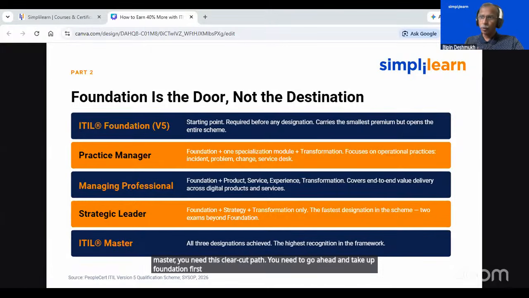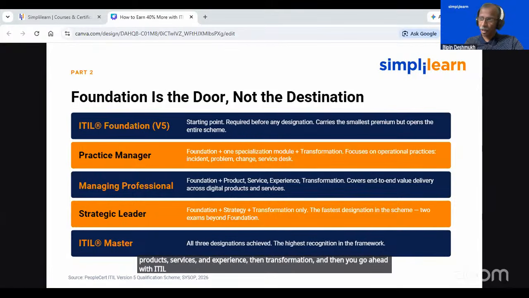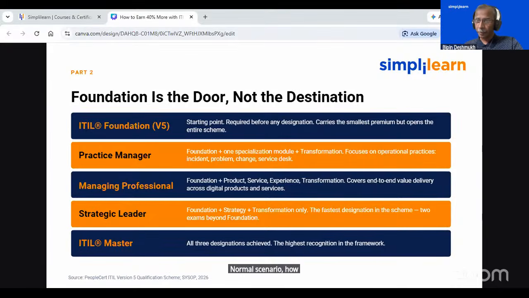Number two could be practice manager in one of the areas. Numbers three, four, and five could be products, services, and experience, then transformation, and then you go ahead with ITIL digital IT strategy. So you become a master. So in six courses, you become an ITIL master. That's the normal scenario of how you take them up.